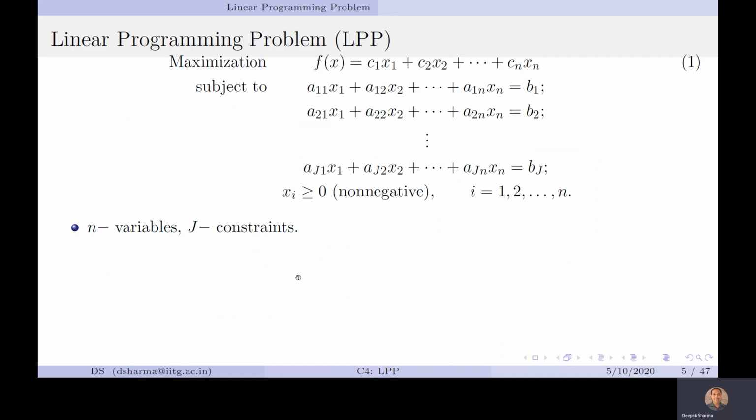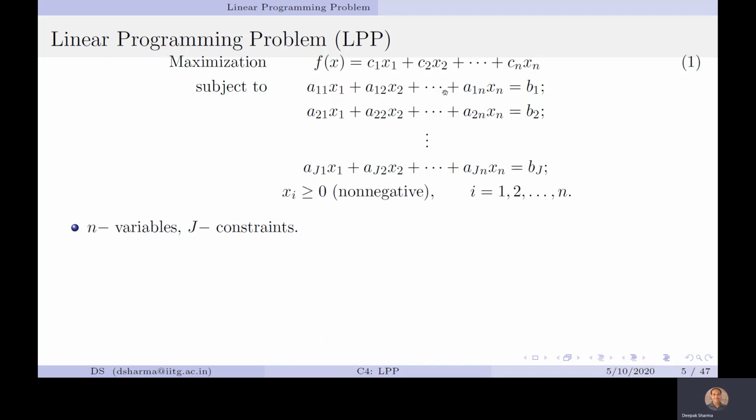Now, if we write an optimization formulation for LPP, we want to maximize our function f(x), which is c1 x1 plus c2 x2 till cn xn. As you can see, this is a linear equation in x, where c1, c2 are the coefficients, or we can say cost coefficients. Similarly, if we look at the various constraints, we have b1, b2 till bJ. So we have J number of constraints, and all equations are linear equations.